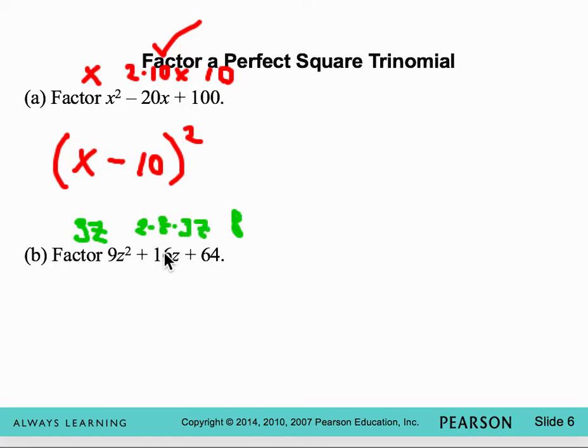That's the question. So let's see what this is. 2 times 8 is 16, times 3 is 48. It is not a perfect square trinomial. So don't forget, you have to check and make sure both of those conditions hold. Okay, so if it's not a perfect square trinomial, we just go over here and continue to factor it like before.